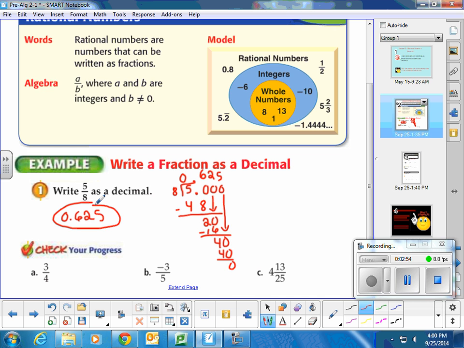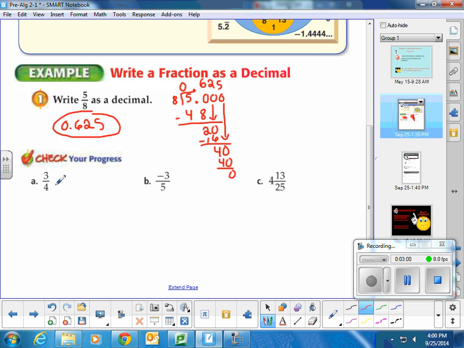Let's try a couple more examples. First one being 3/4. Many of you might know already the decimal equivalent of 3/4, but I'm going to go ahead and work that out. 3 divided by 4. 4 does not go into 3, so we're going to add a decimal point and a 0, put the decimal straight up. 4 goes into 30 7 times. 7 times 4 is 28. Subtract and you get 2. Add a 0, bring it down. 4 goes into 20 5 times. So the decimal equivalent is 75 hundredths.